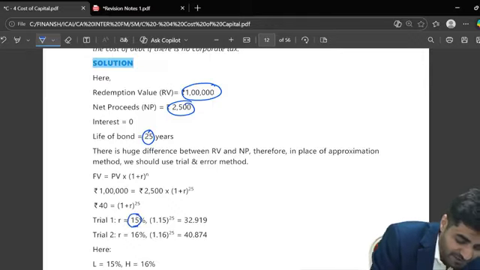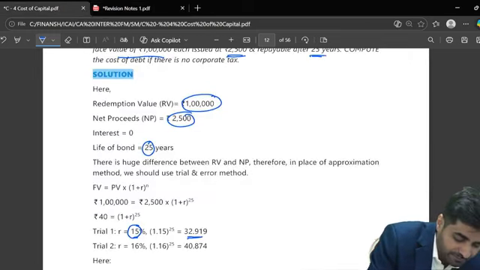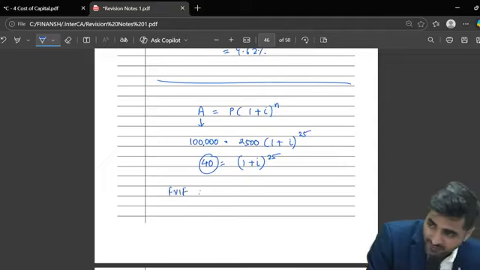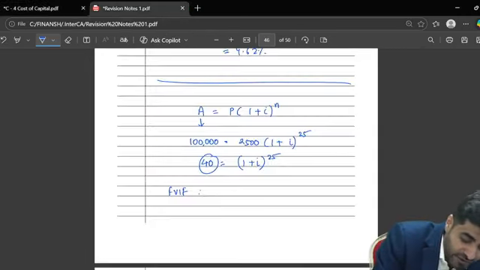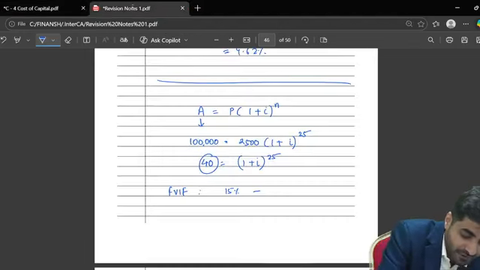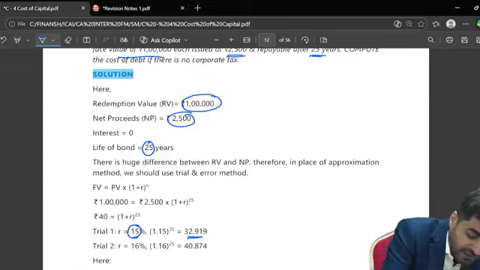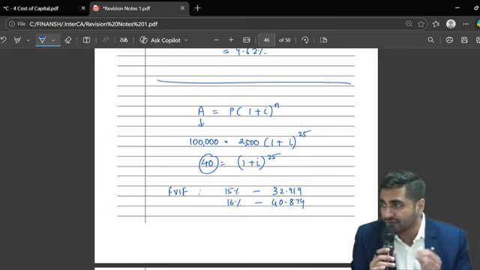Can you just check at 15%? This figure is coming as 32.919. So what is given to you is the FVIF, which is the future value interest factor. This will be given to you. They have told you that at 15% rate, this value is available as 32.919. And at 16% rate, this value from the table you will get is 40.874.